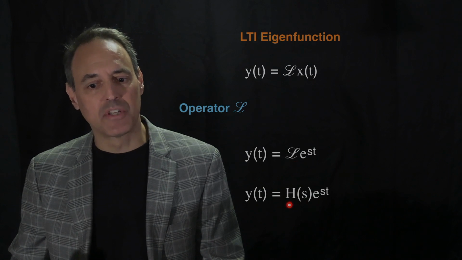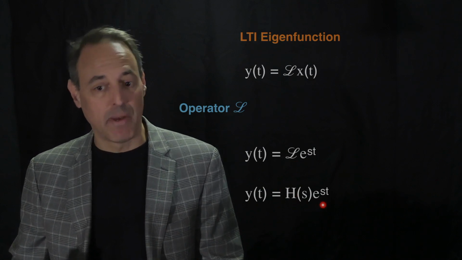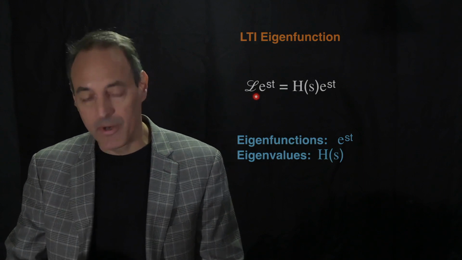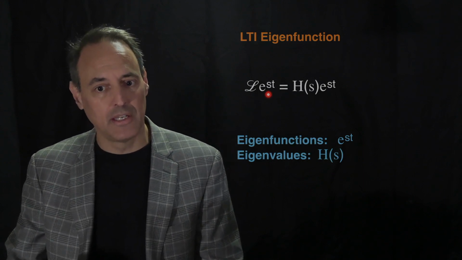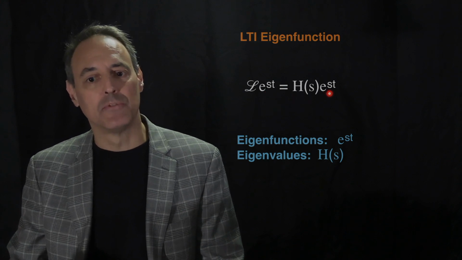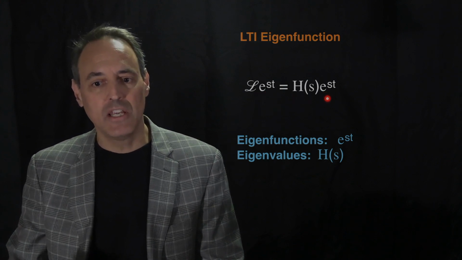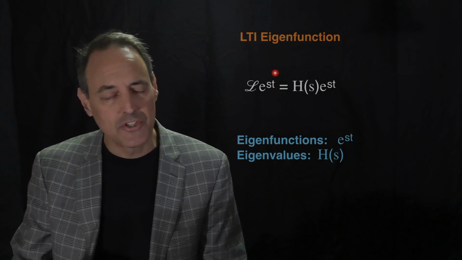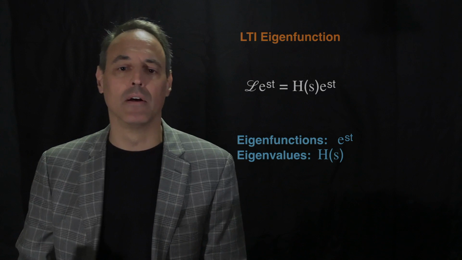It comes out with some constant back with e^{st}. Okay, so another way to think about it is the operator comes in acting on e^{st} and comes out with a constant times e^{st}. Part of the reason I did this is because now you can clearly see this is the eigenvalue problem of this operator.